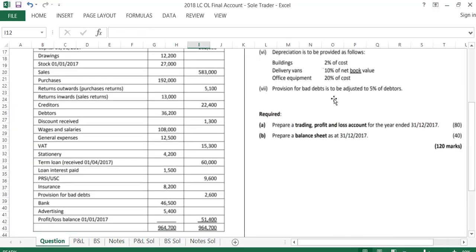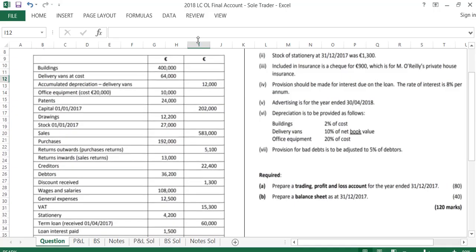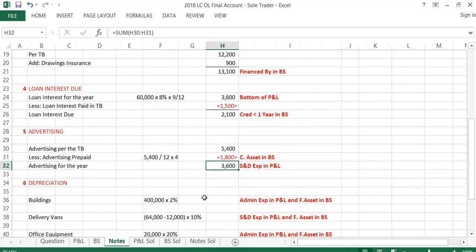Depreciation. I need to work out the depreciation of buildings first of all, which is 2% of cost. So if I go back up to my assets above here, I can see the buildings cost is 400,000. So I'm just going to be getting 2% of 400,000.